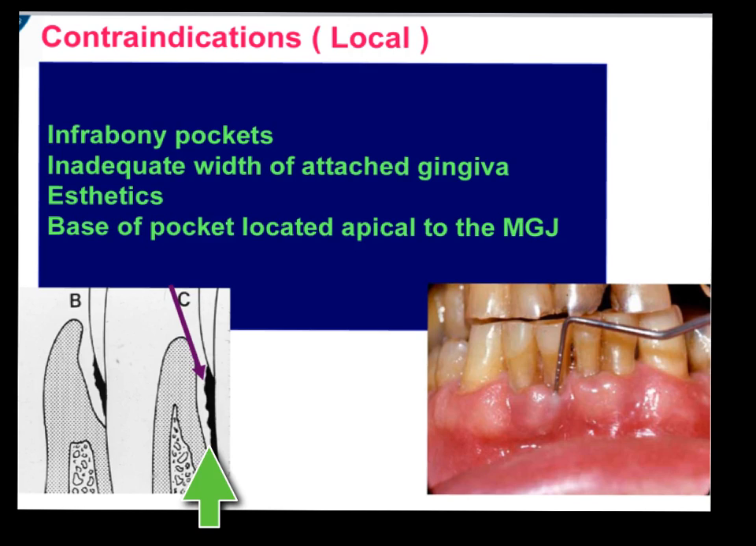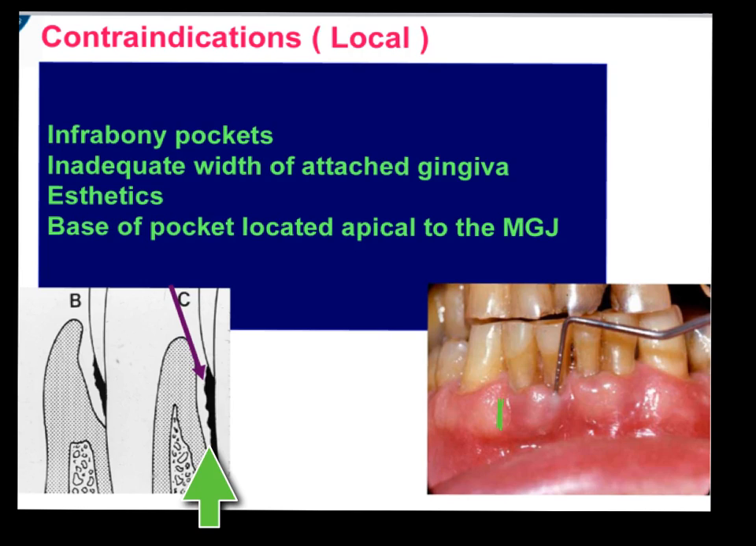when the width of the attached gingiva is inadequate, because if you excise the attached gingiva, you will end up with a gingiva without keratinized tissue. And when you have an aesthetic consideration, for example, if you excise a gingival tissue, you will end up with the recession and elongated tooth. And when the base of pocket is located apical to the mucogingival junction.